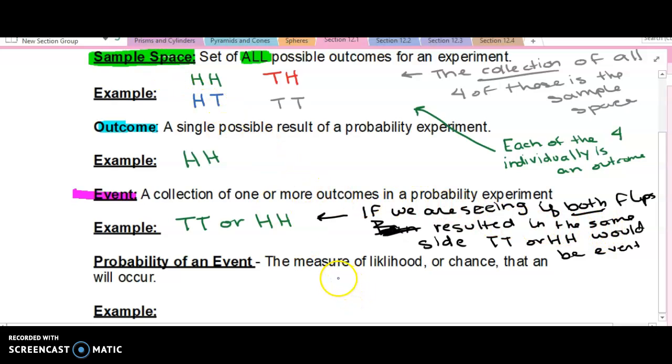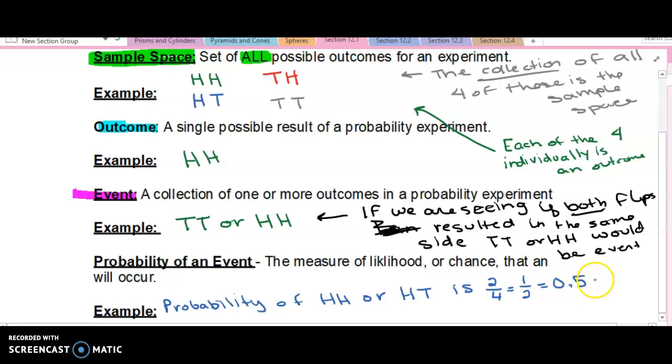So the probability of an event is the measure of likelihood or chance that it will occur. So I could say that the probability of heads, heads, or heads, tails is 2 over 4, which equals 1 over 2. Or you could also write it as 0.5 or also as 50%. Okay, you see all of these when you're talking about probability.